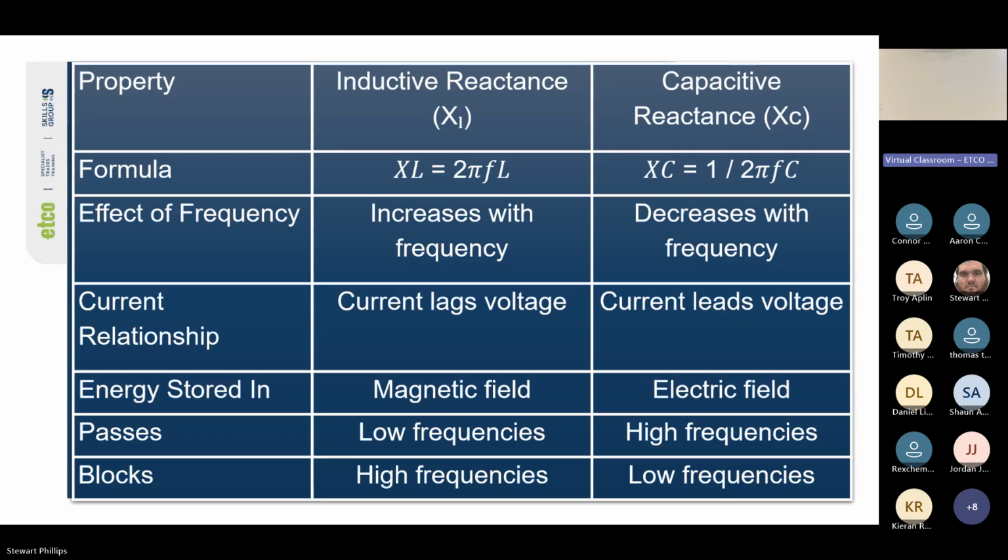Cool. So here is a quick table. This is the last slide, so I'm just going to leave it. While you guys are getting that down, why doesn't DC current create reactance in inductors or capacitors?